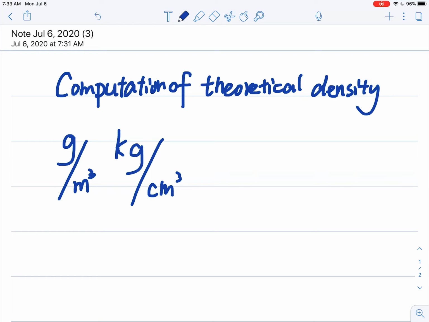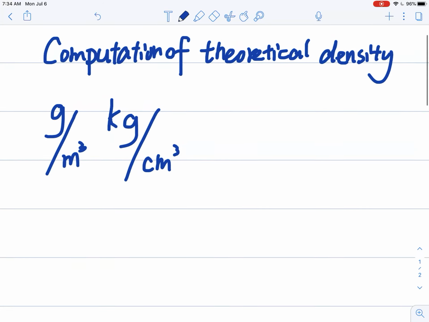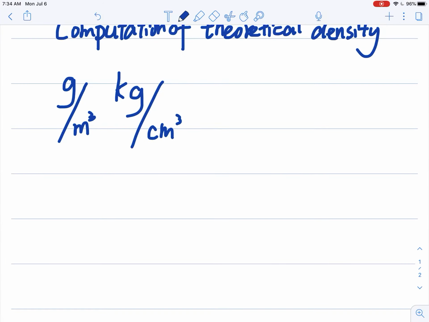And we can actually use the crystal structure, the unit cells of a given material, to calculate the weight of the atoms and the volume of the unit cell to calculate the theoretical density. So the equation to calculate density is rho equals nA over VC NA.